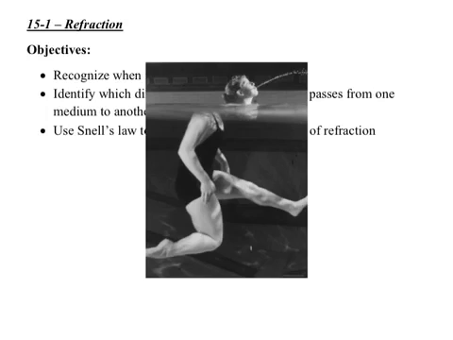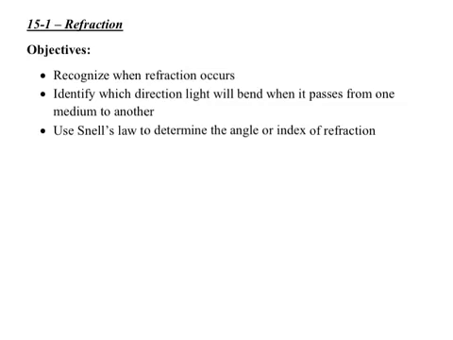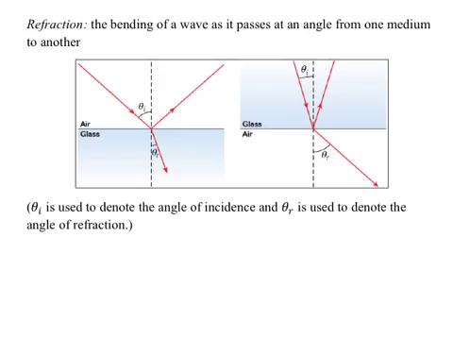That was just a quick image. The three main objectives are going to be to recognize when refraction actually occurs, identify the direction that the light will bend in, and then use Snell's law to determine the angle itself. So we're going to try and figure out what that angle is that it refracts to. Let's begin with an example of what refraction looks like with two media. First, refraction is the bending of a wave as it passes at an angle from one medium to another.